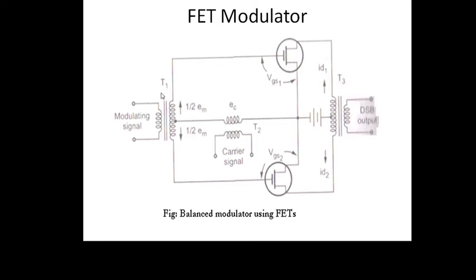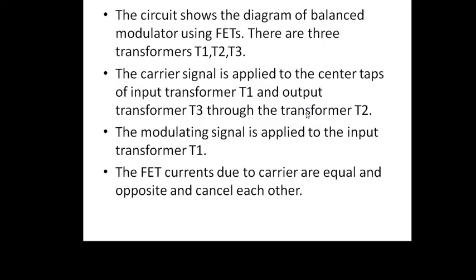It consists of 2 center tap transformers and 2 identical FETs, and one more center tap transformer which is required to generate the carrier signal. So T1, T2 and T3 are the 3 transformers. How the working is done in this FET modulator will be seen in the next slide. The circuit shows a balanced modulator using FET. There are the 3 transformers T1, T2 and T3.